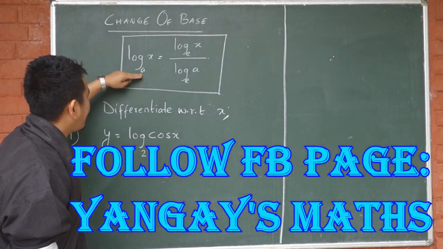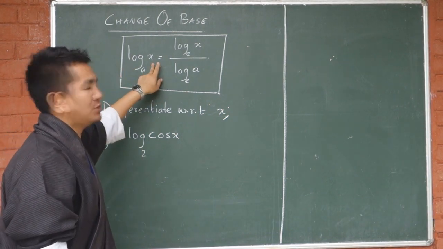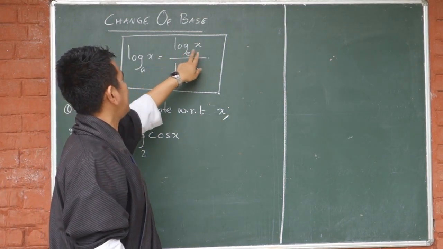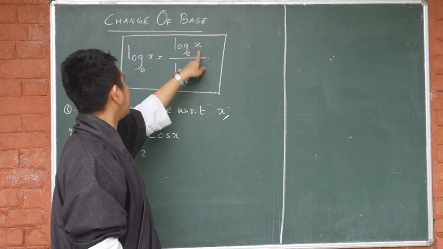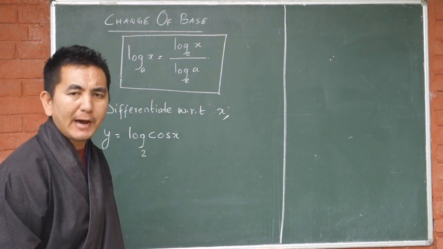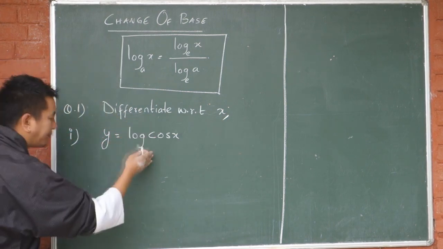Suppose the base of the log is not e, it is other than e. Then log a of x, when you use the change of base formula, I can write this as log to the base e of x divided by log to the base e of a. So let me go with this question, then you will understand. Here let me go with change of base.